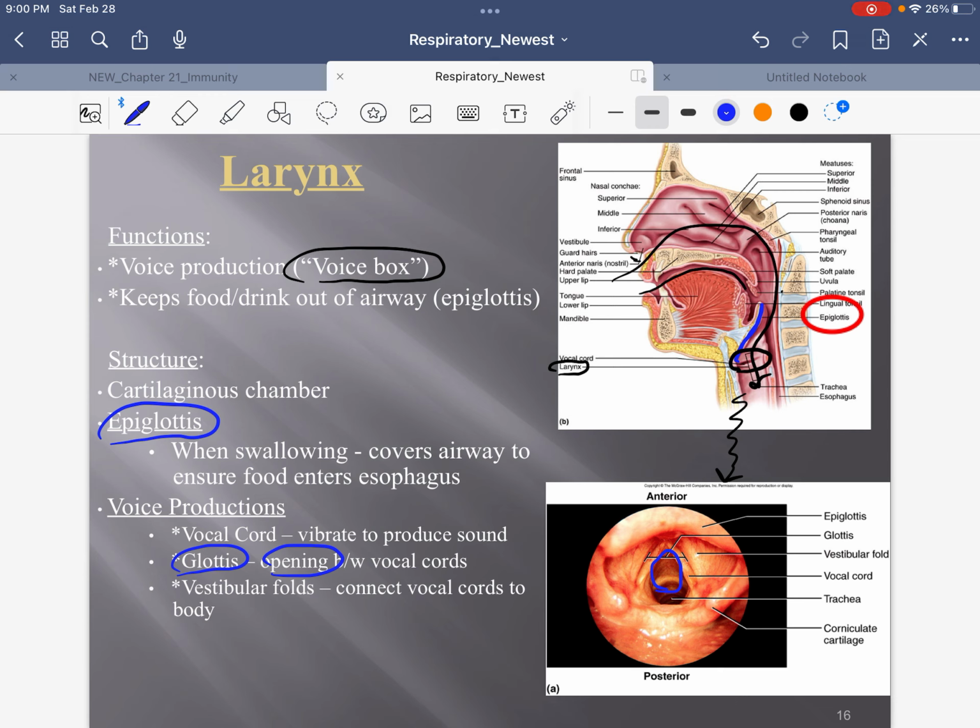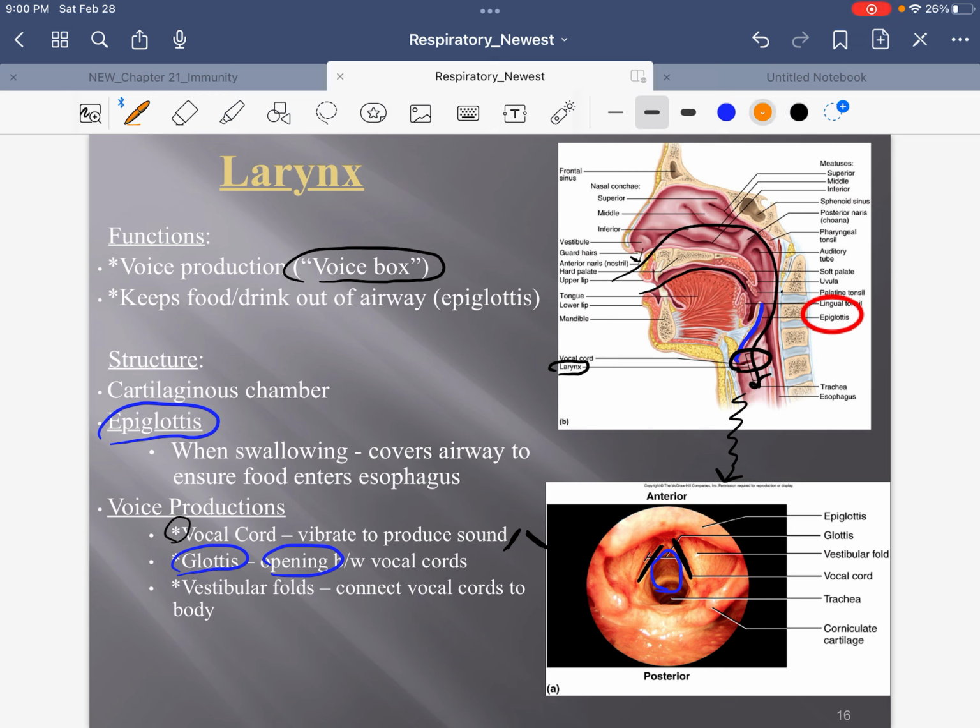We want air to come through there, okay? So that's why there has to be an opening. Lining the opening are these particular folds, these little cords called vocal cords. So what happens is when we force air down there, when we want to, we can vibrate those vocal cords. And the vibration of those vocal cords allows us to produce sound.